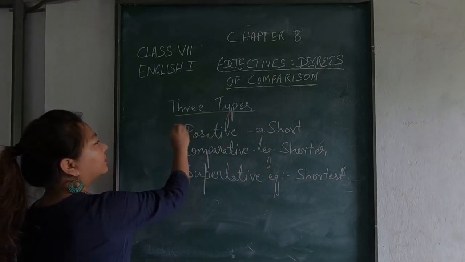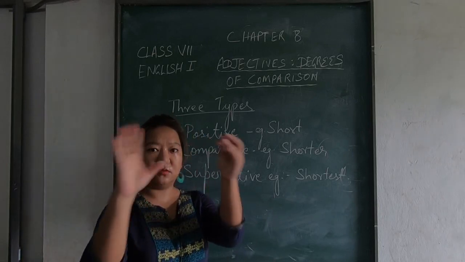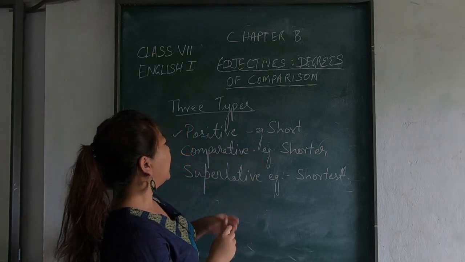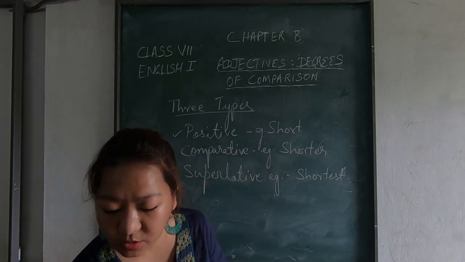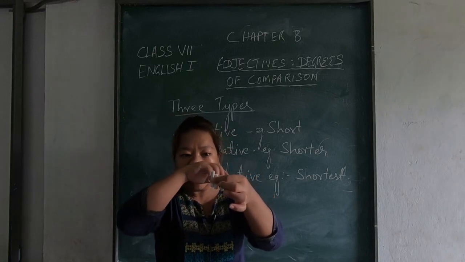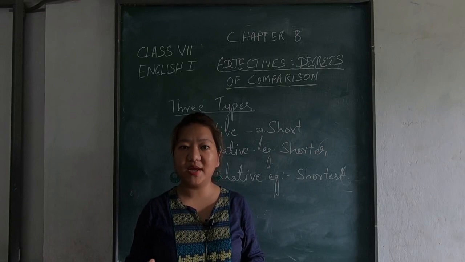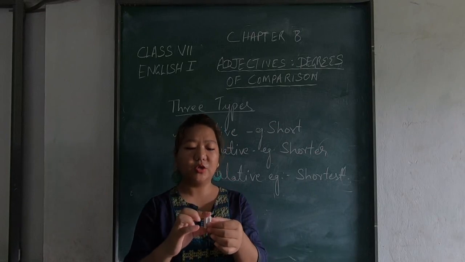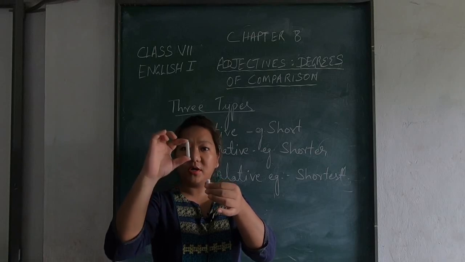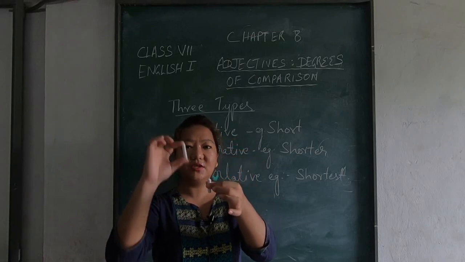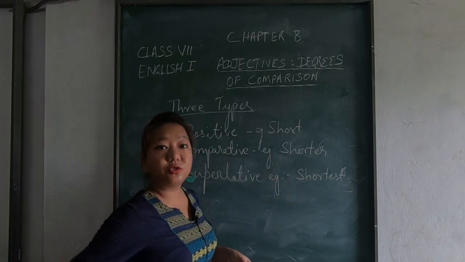So in a positive degree, we have short. Short means it's not long, it is short. And in a comparative degree, we compare 2 things. We compare 2 nouns. In a comparative degree, we cannot compare many things. Comparative means between 2 things. So here we have one chalk and the other chalk. So short, shorter. So here we have the comparative degree called shorter.